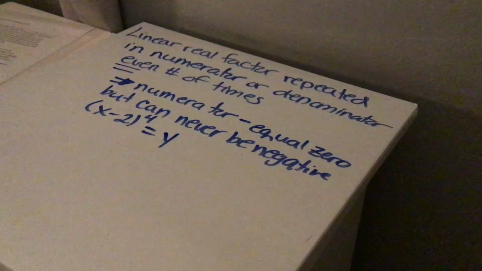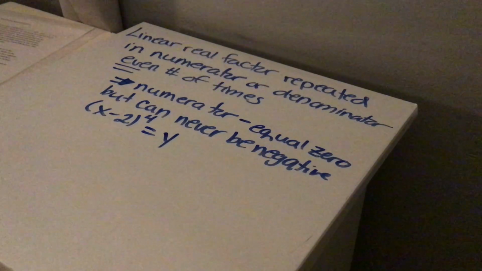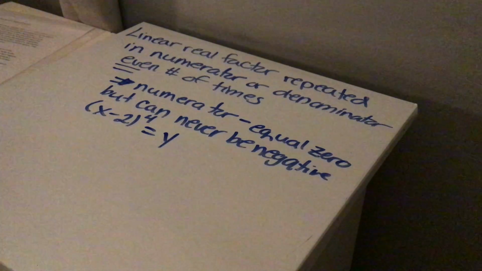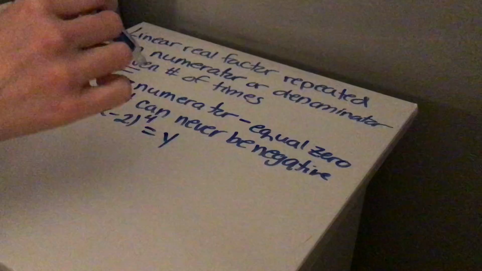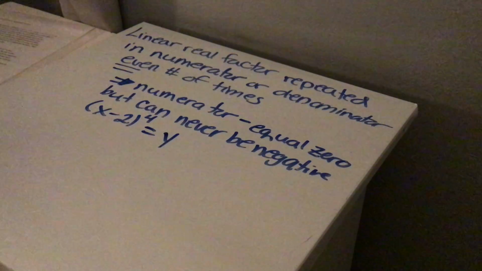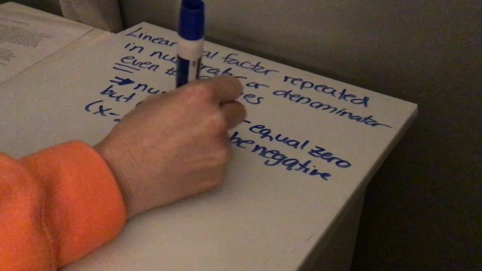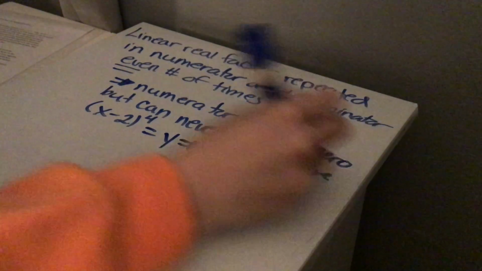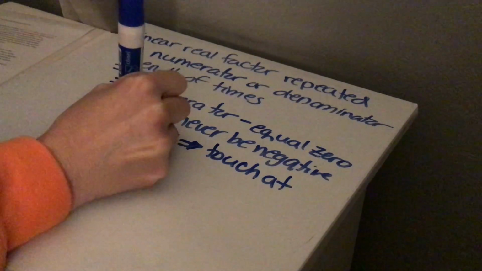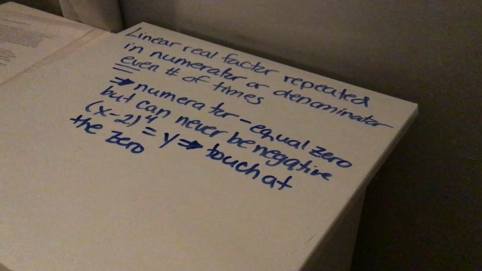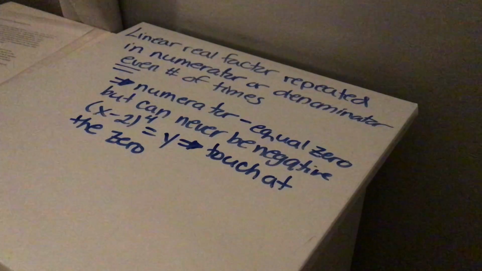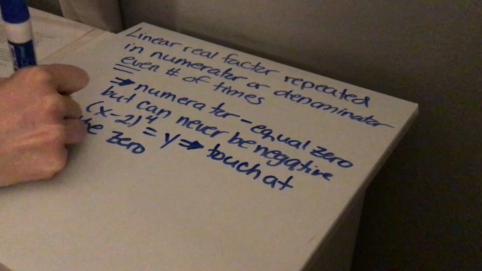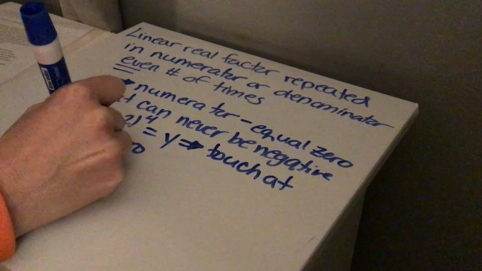Okay? So what that tells us then is that the graph of the rational function won't cross the x-axis at the 0 if it's raised to an even power. It's going to touch the x-axis at the 0. In the same way, an even-powered linear factor in the denominator is going to cause an asymptote, just like it has before.